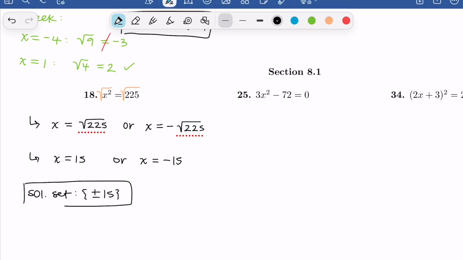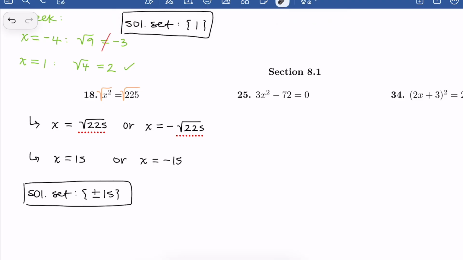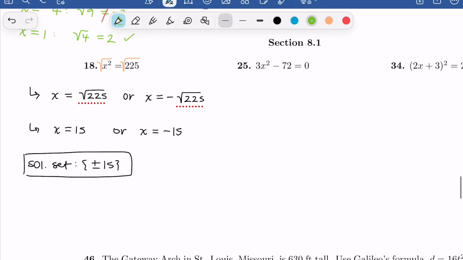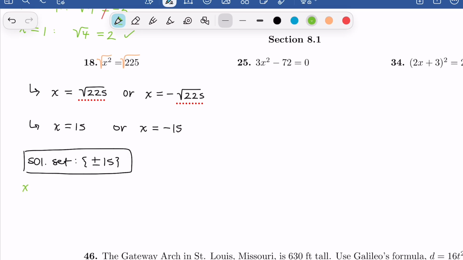Now the reason why we're going to have two solutions here, like I said, is because we're dealing with a quadratic. But let's go ahead and check our solutions to make sure that this makes sense. So if I want to check x is equal to 15 here, I'm just going to plug 15 into my original equation. So 15 squared is equal to 225, which is a true statement.